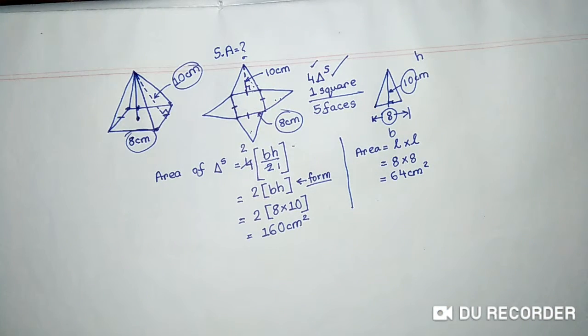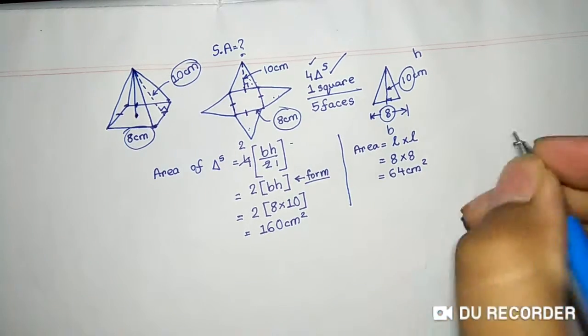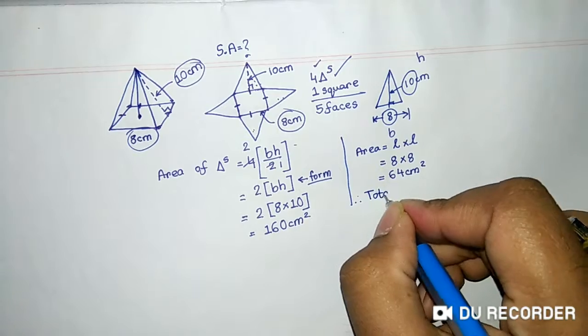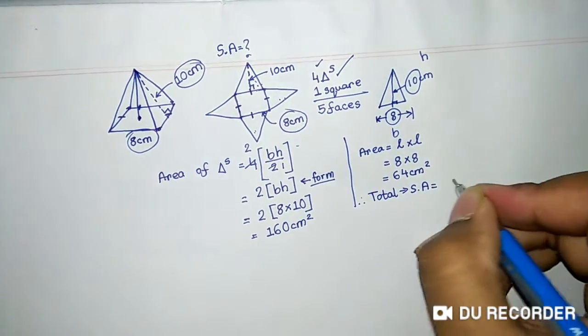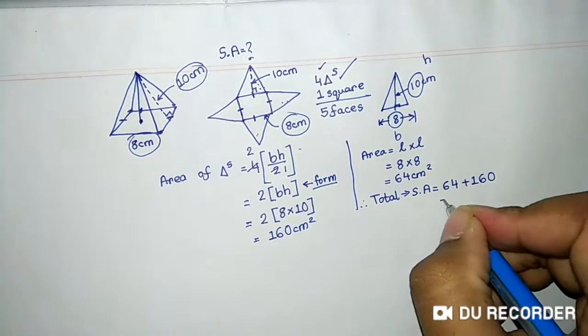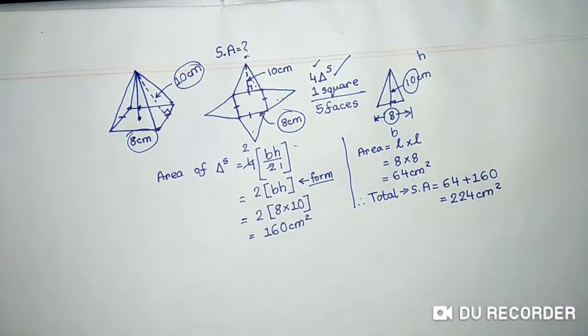Now we have found all the 5 faces that we need in order to find the surface area of a square pyramid. So basically we can add them up. The surface area, which we will get by adding 64 plus 160, is going to be 224 centimeters square.